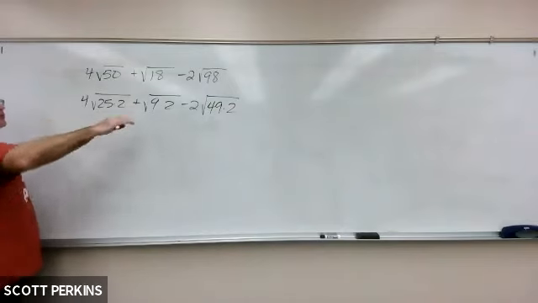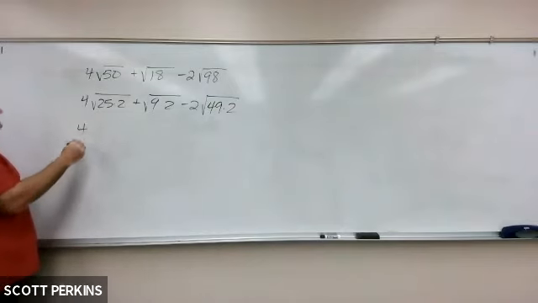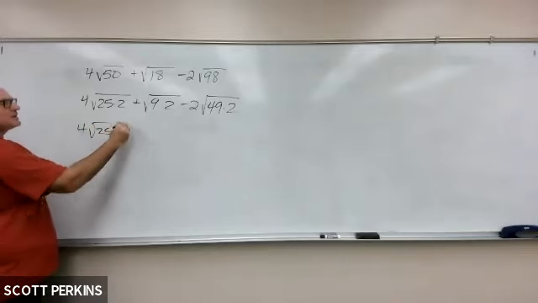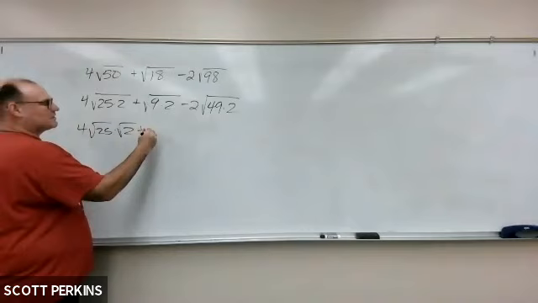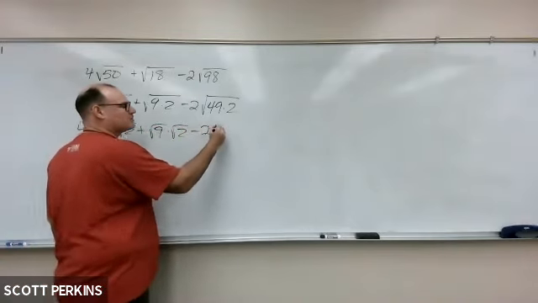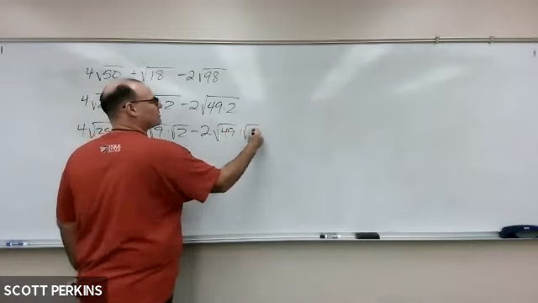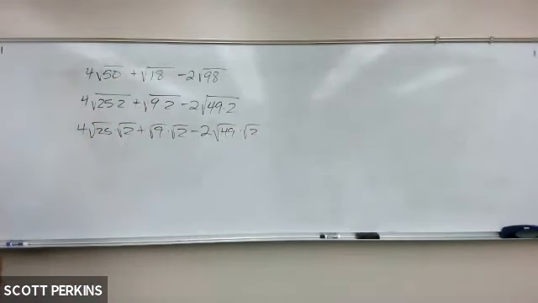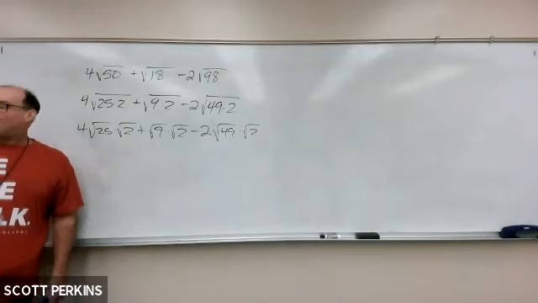Now I'm going to use the product rule of radicals. I'm going to write each of these as their separate elements. So I've got 4 times the square root of 25 times the square root of 2. Then I've got the square root of 9 times the square root of 2. And then minus 2 times the square root of 49 times the square root of 2. Once again, I'm going to write all the steps because I don't want to cause any confusion.